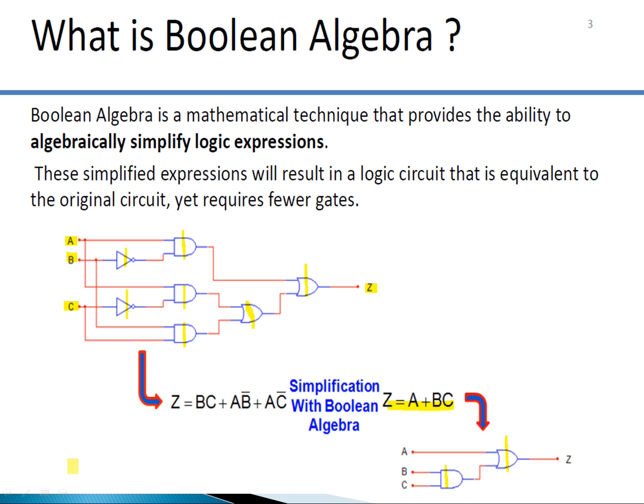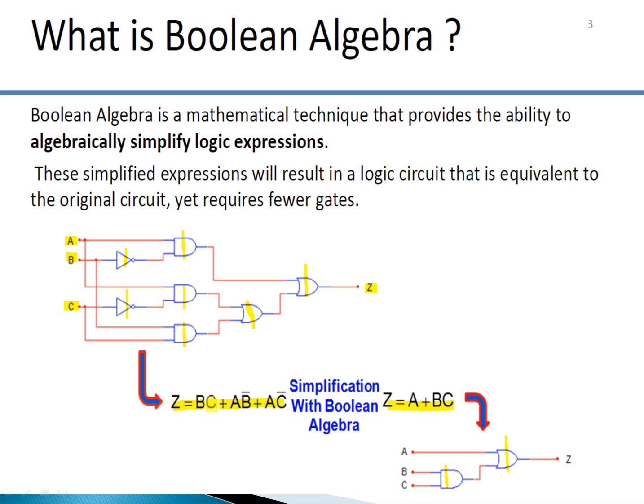And here in this expression, you can see that it consists of all the terms which we discussed in the previous slide. So it consists of variables and its complement. Here A, B, C are the variables, and B bar, C bar are the complements of that variable.